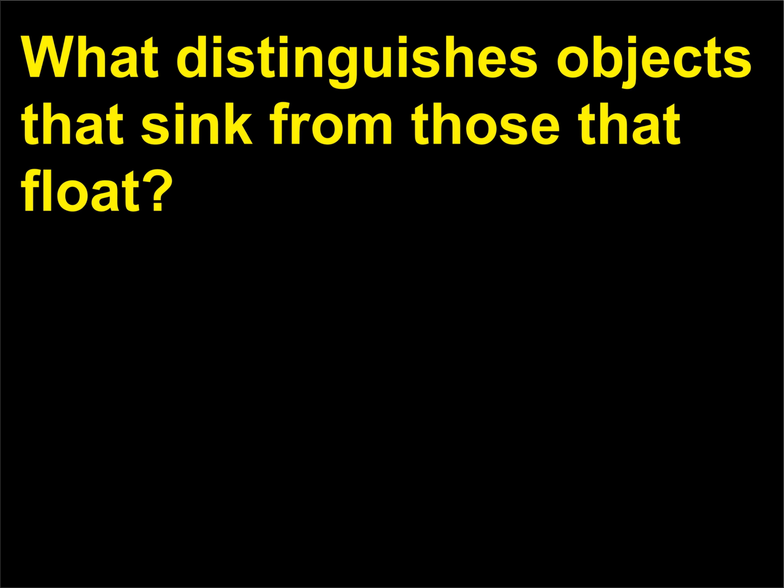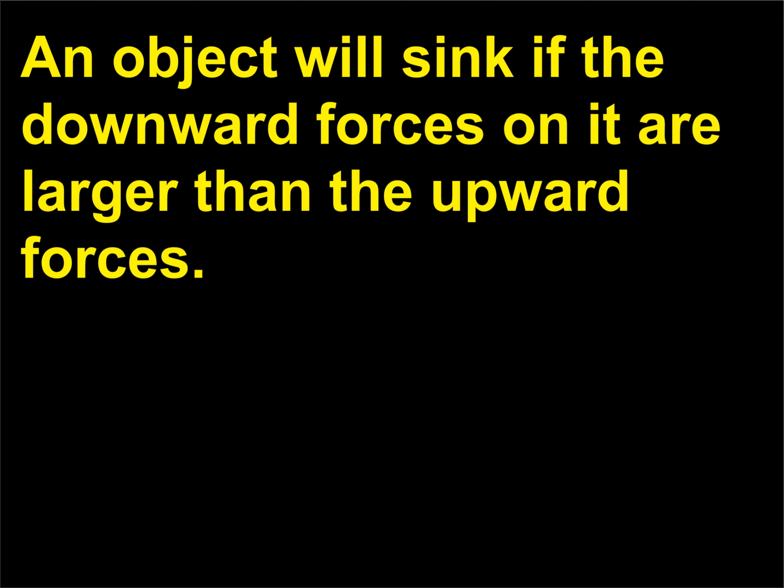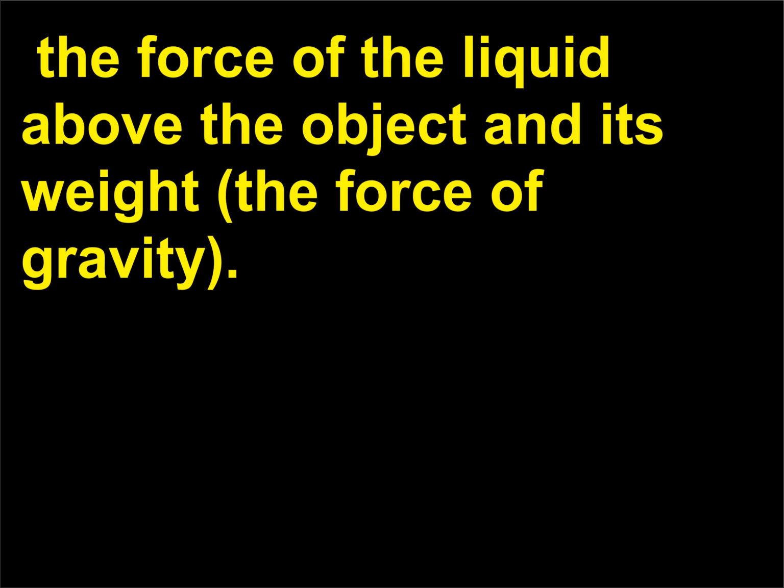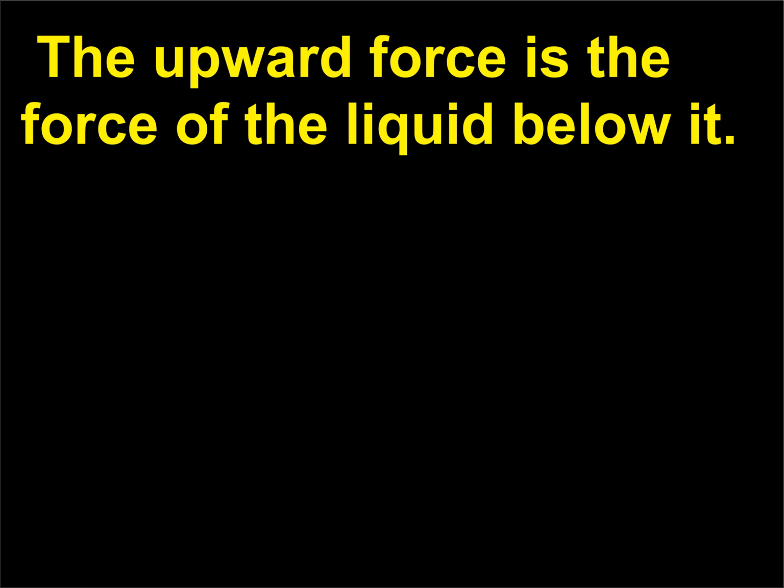What distinguishes objects that sink from those that float? An object will sink if the downward forces on it are larger than the upward forces. There are two downward forces: the force of the liquid above the object and its weight, the force of gravity. The upward force is the force of the liquid below it.